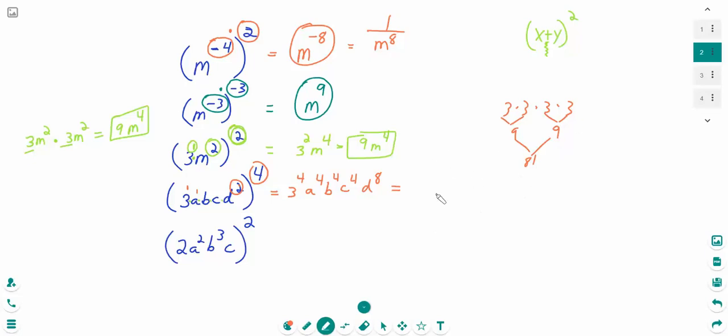You could have multiplied that out any way you wanted, but we would have ended up with 3 to the 4th is equal to 81, a to the 4th, b to the 4th, c to the 4th, d to the 8th. That would be our solution.